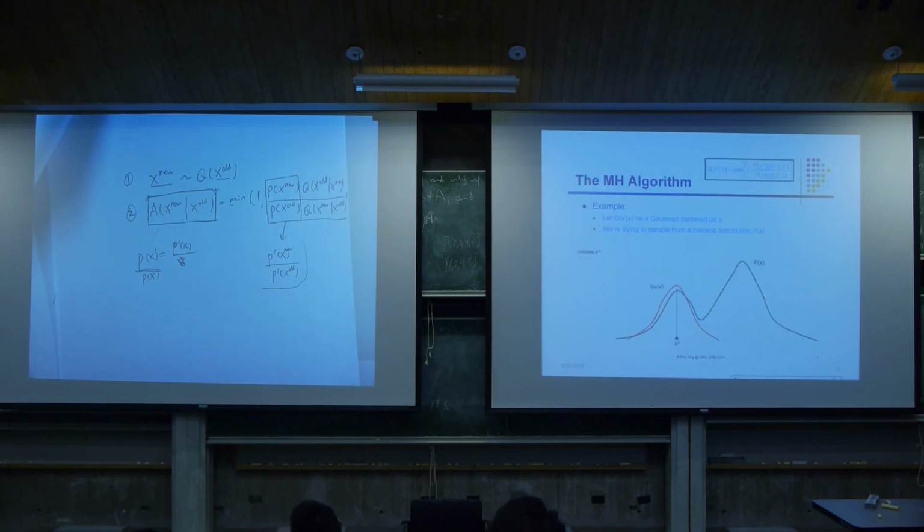And here is an example. So starting from x0, this red curve is a distribution Q. It is a Gaussian.